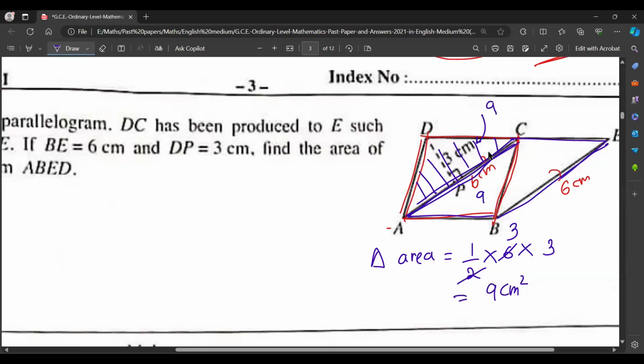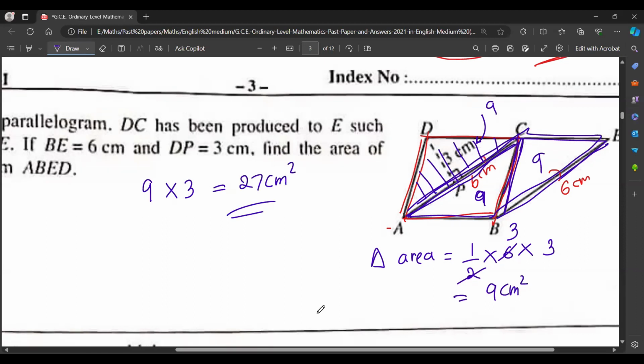So 9 plus 9 is 18. And this one is another parallelogram, and this diagonal also bisects it. So if this one is 9, this one is also 9. So the area should be what? There are 3 of the 9s, so 9 into 3 should be 27 centimeters square. You have to write it like that. Think like that, okay?